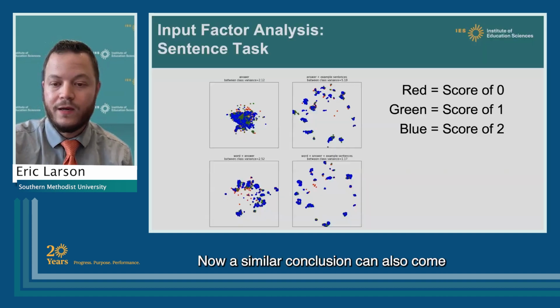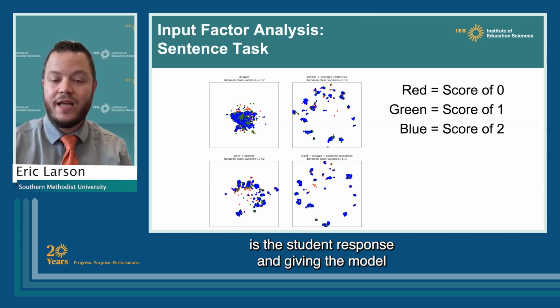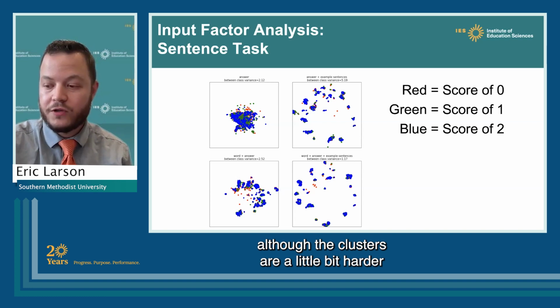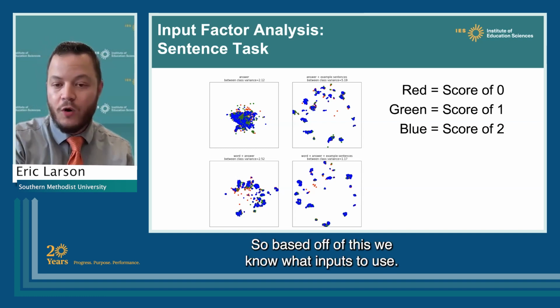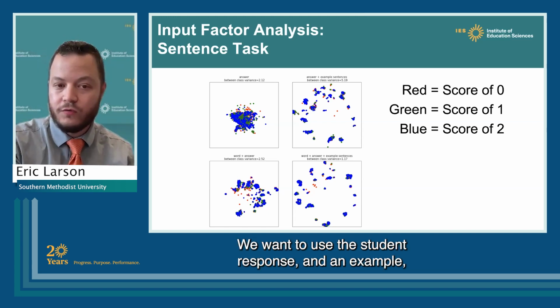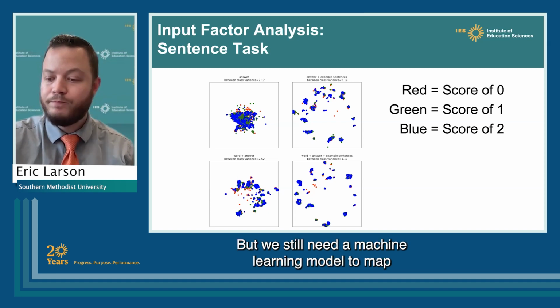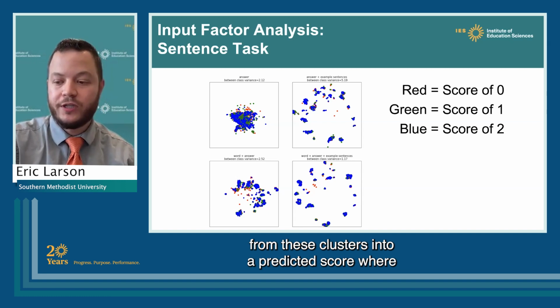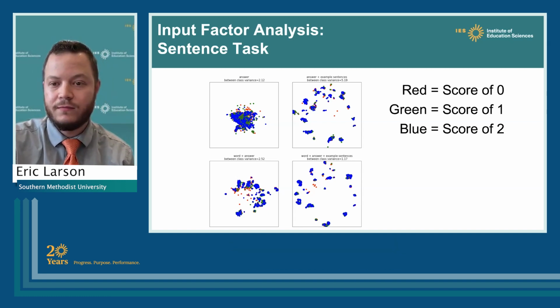Now, a similar conclusion can also come from the sentence tasks, where the best combination is the student response and giving the model an example sentence of the words being used appropriately, although the clusters are a little bit harder to see with the naked eye. So based off of this, we know what inputs to use. We want to use the student response and an example, the full definition, or an example sentence. But we still need a machine learning model to map from these clusters into a predicted score, where the next presenter will explain how that model does that.